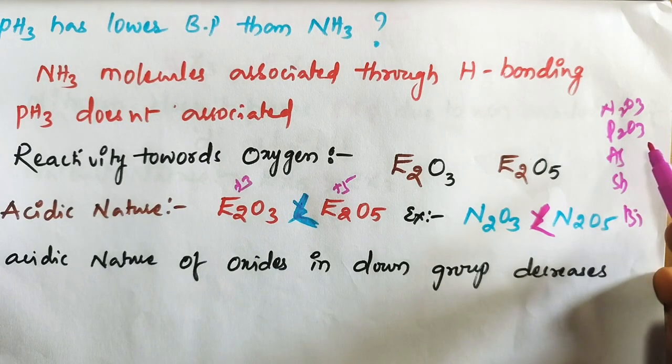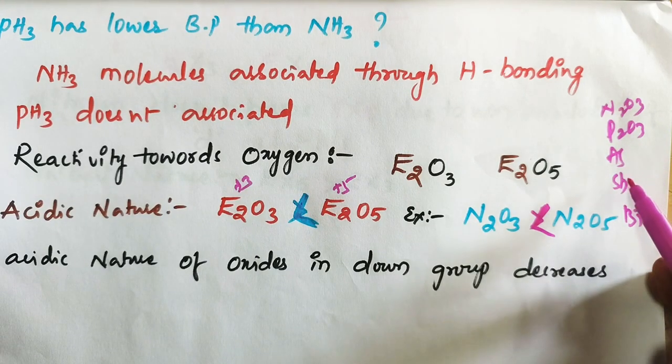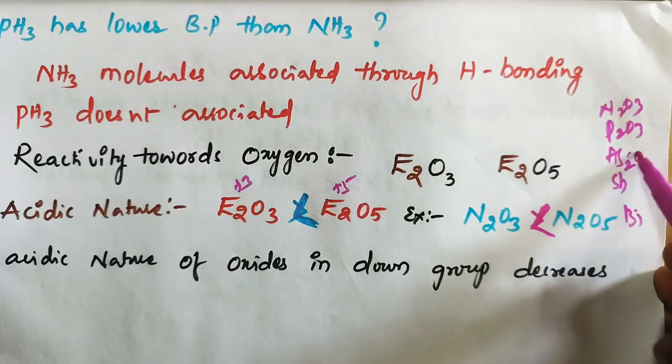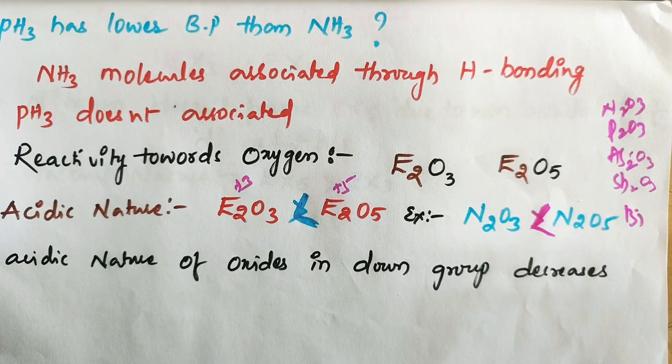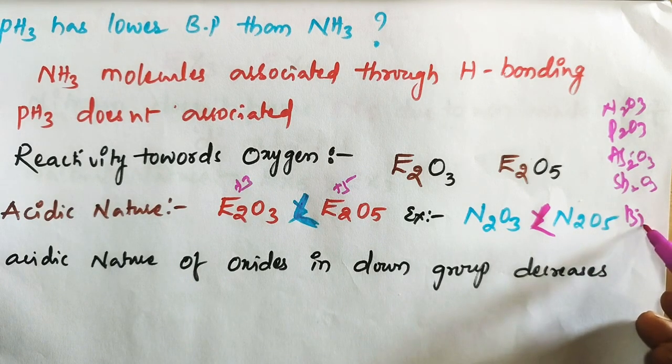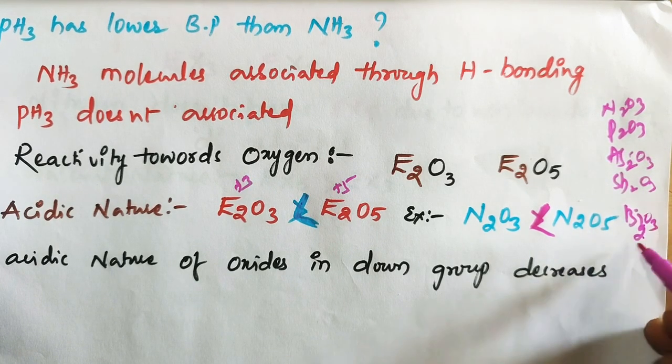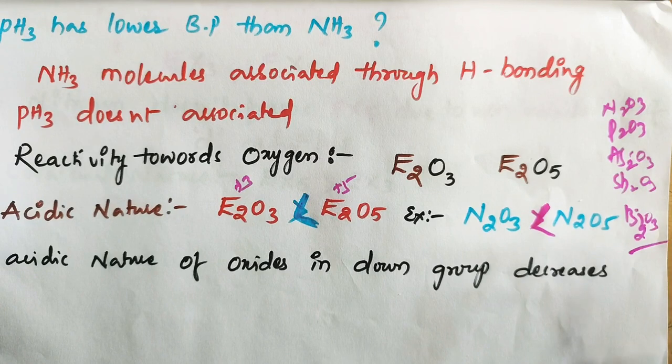Nitrogen and phosphorus oxides are purely acidic, and arsenic and antimony oxides, As2O3 and Sb2O3, are amphoteric in nature. Amphoteric nature means that it acts sometimes as acidic and sometimes as basic. That is called amphoteric nature. And bismuth, Bi2O3, is predominantly basic in nature.